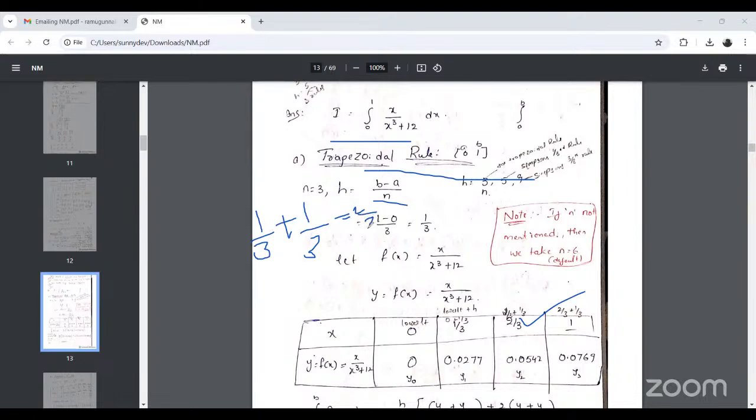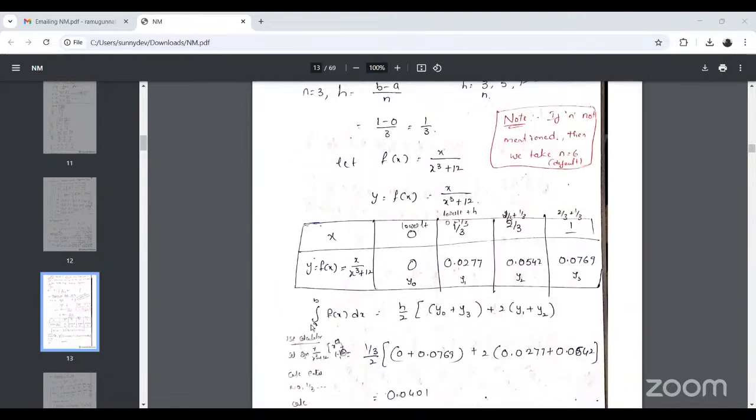Okay. And next, 2 by 3 plus 1 by 3. That becomes 3 by 3, that is equal to 1. So we can stop here. So 0 to 1. So in this interval only we can find it out, no? So that's how we are getting 0 to 1.